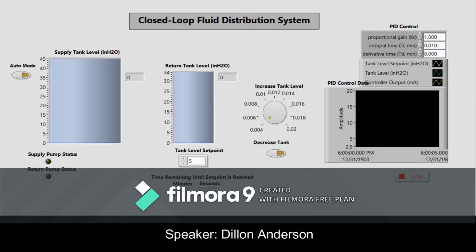Time remaining until set point is reached is a countdown timer. PID control data is a waveform that will show the tank level set point, the tank level, and the controller output in real time. PID control is proportional gain control, integral time control, and derivative time control. That is our PID function. We're only utilizing the PI portion of it, so it would be a true PI control instead of a PID.